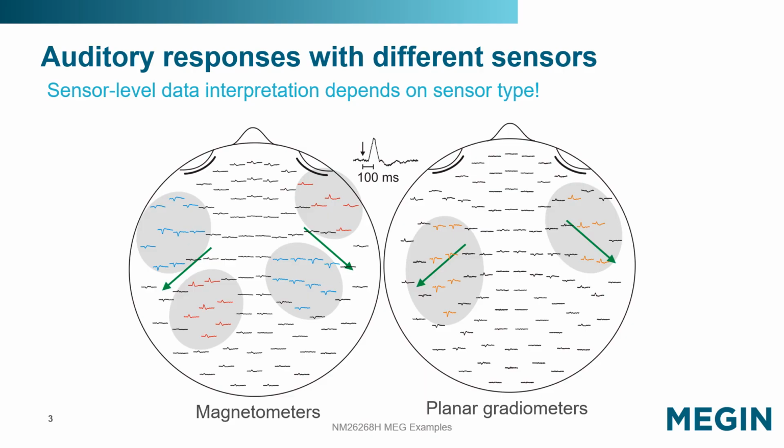Here we can see an example of auditory evoked responses in magnetometers and gradiometers. The largest deflections are highlighted and the source currents in the brain are shown schematically by green arrows. Magnetometer signals exhibit two maxima with opposite signs, somewhat off the active brain region, while the planar gradiometer signals show a single peak on top of the source. Hence, the magnetometer and gradiometer signals require different interpretations.